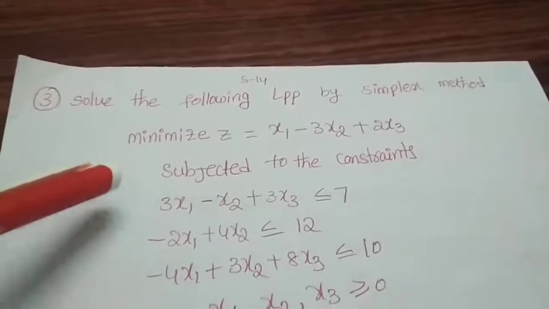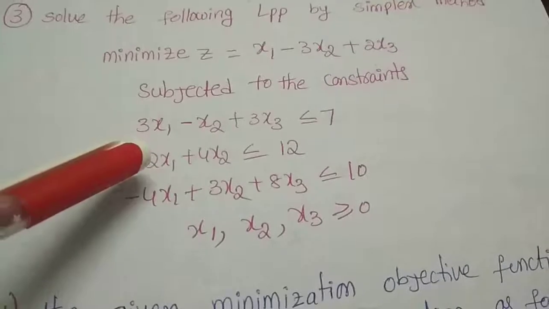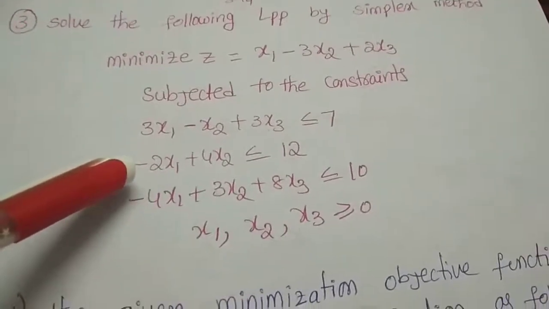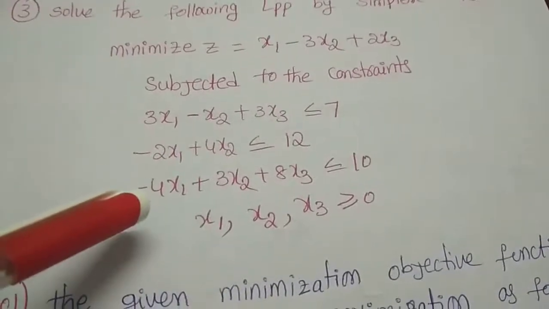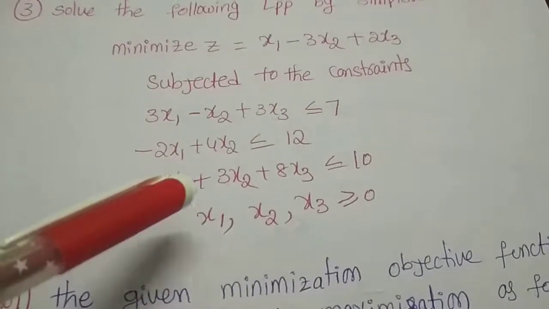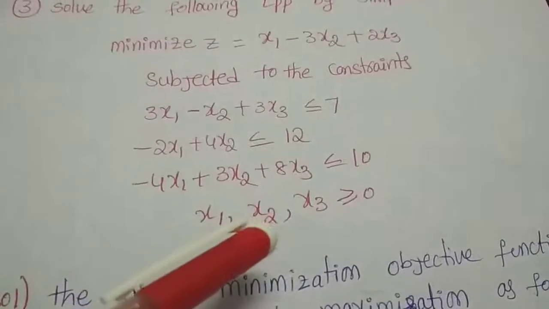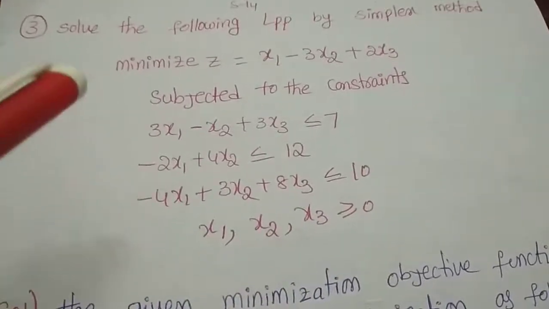Subject to the constraints: 3x1 minus x2 plus 3x3 less than or equal to 7. Second condition is minus 2x1 plus 4x2 less than or equal to 12. Third condition is minus 4x1 plus 3x2 plus 8x3 less than or equal to 10. x1, x2 and x3 greater than or equal to 0. So we apply the simplex method.